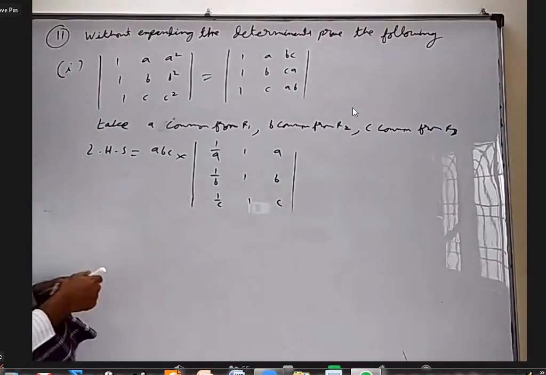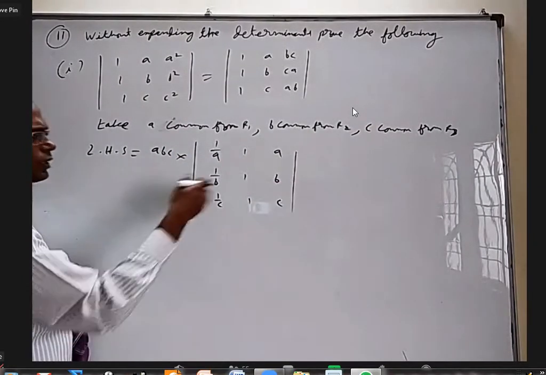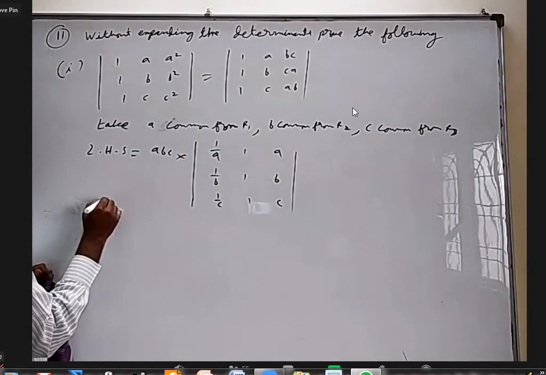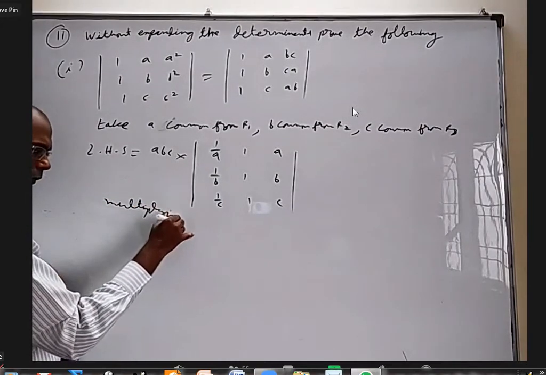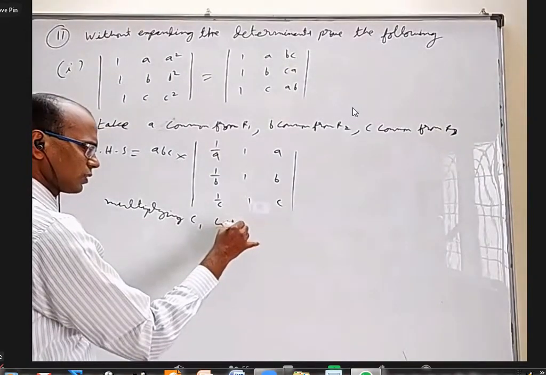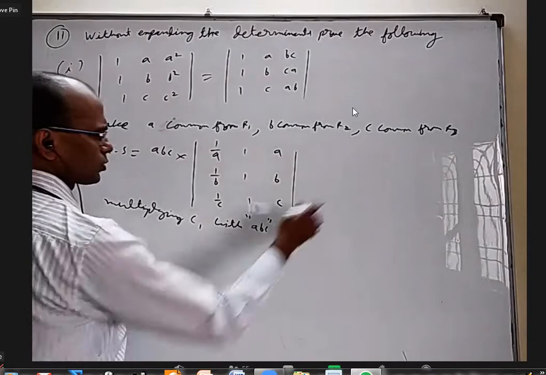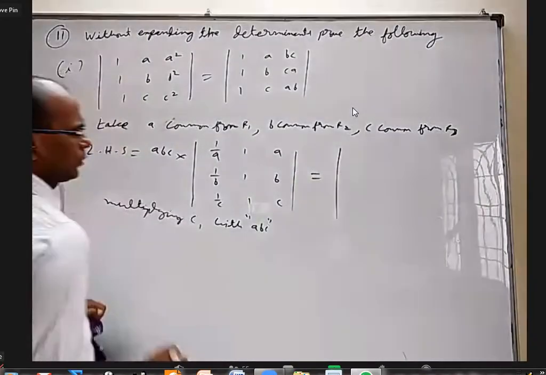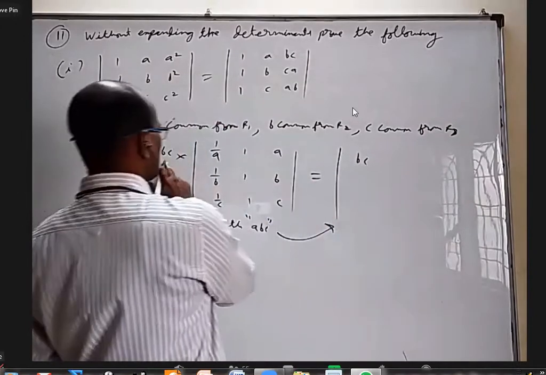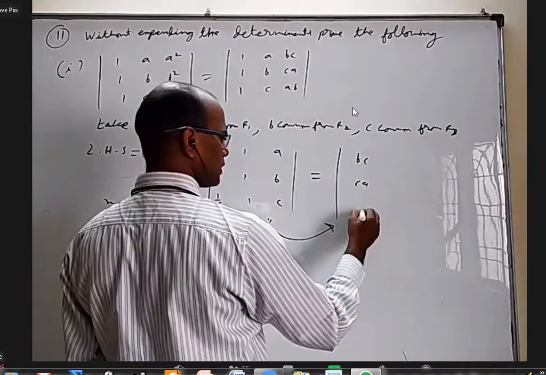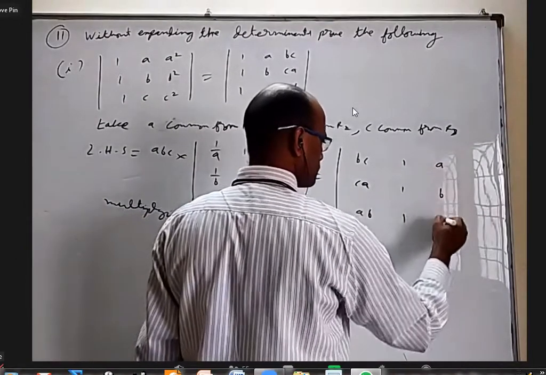Okay. Now I want to multiply this ABC to column 1. I can multiply to anything I want, but I'm multiplying to this. So multiplying column 1 with ABC. I should have written here just to save the place. So when I multiply this, I will get BC, because ABC into 1 by A is BC, CA, AB, 1, 1, 1, ABC.